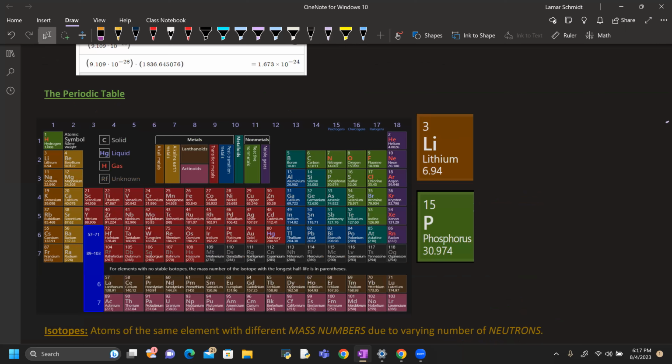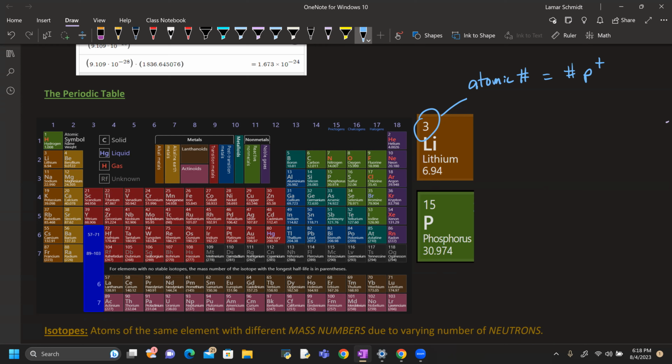And on the periodic table, you're going to notice a number in the top corner, and this number is the atomic number. And the atomic number represents the number of protons. It is only the number of protons. So make sure you know that atomic number is the number of protons, and an atom is identified by its atomic number or the number of protons.